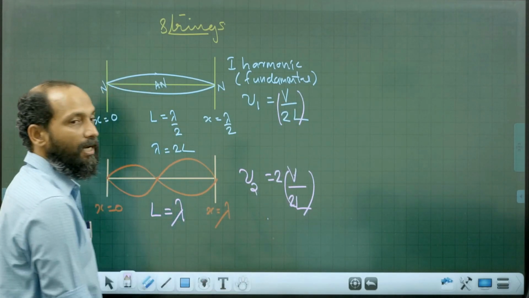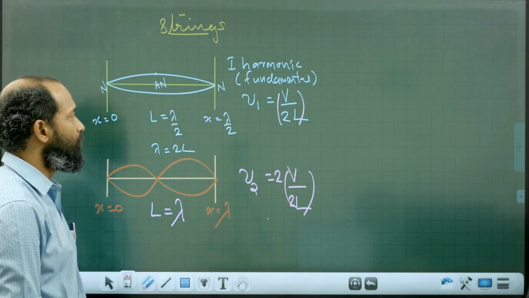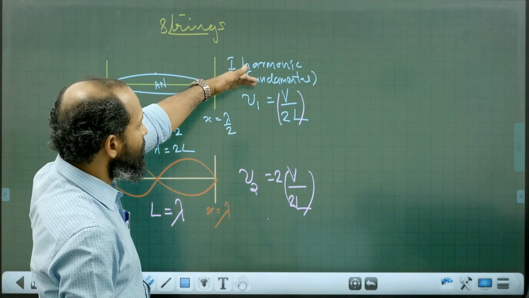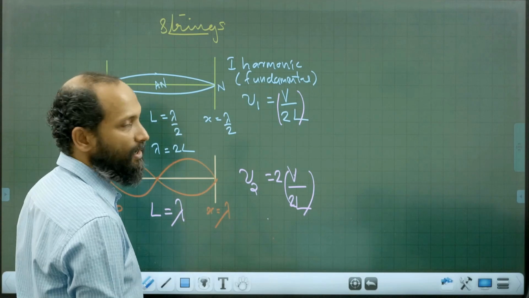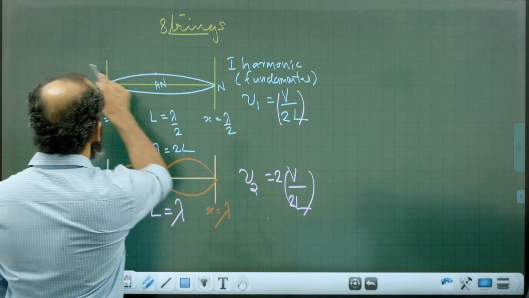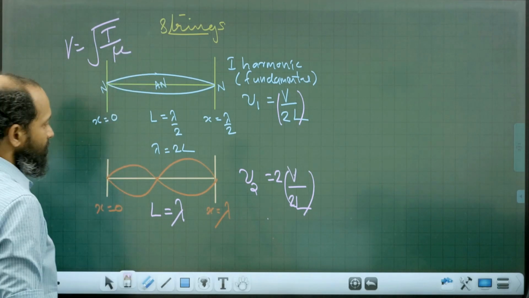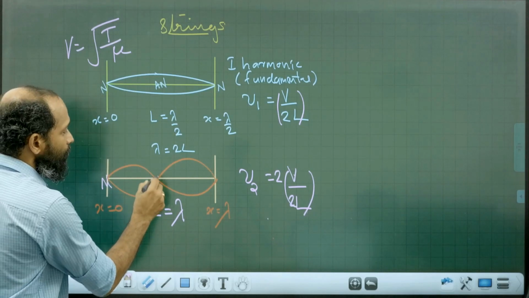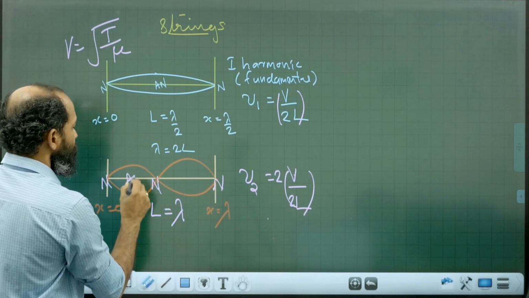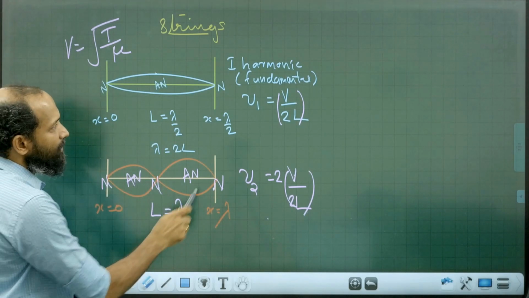so called the second harmonic. So second harmonic nu2 equals 2 times V by 2L. First harmonic is V by 2L, second harmonic is 2 times V by 2L, where V is the velocity of transverse waves in a stretched string. For V, earlier we have the formula root of T by mu. This can be used. In the second case, there are 3 nodes and 2 antinodes. That is called the second harmonic.